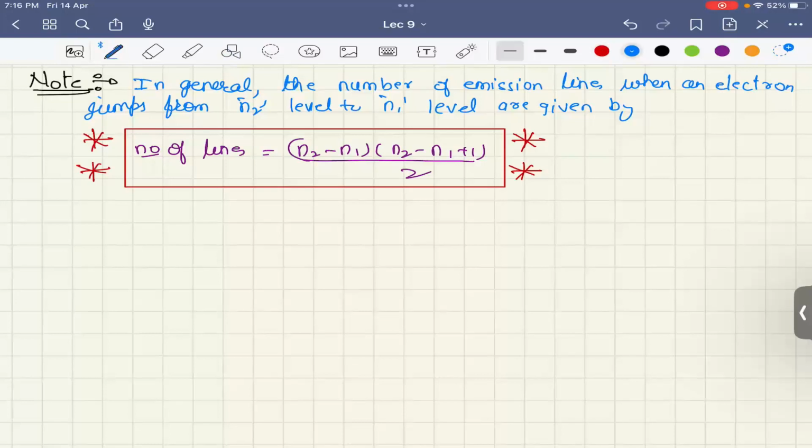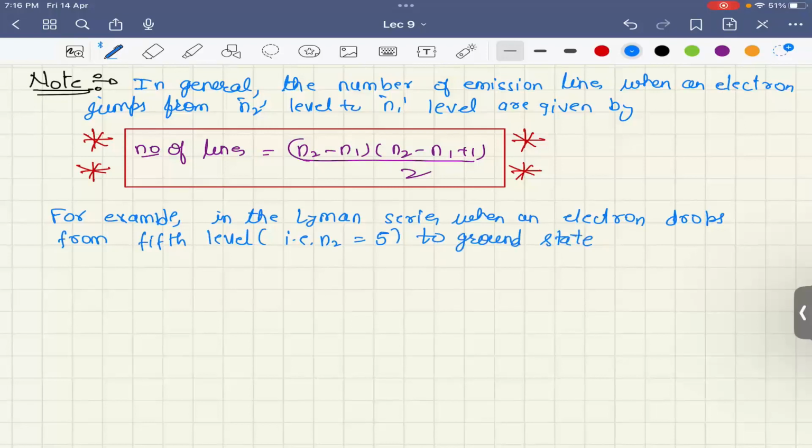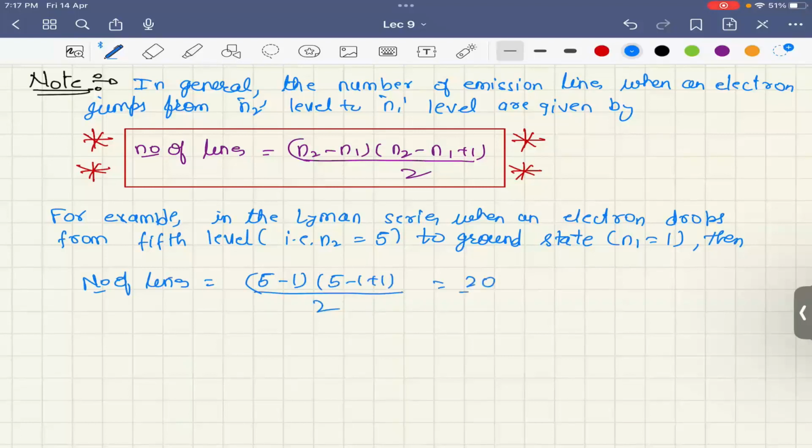For example, in the Lyman series, when an electron drops from the fifth level, that is N2 equal to 5, to the ground state, N1 equal to 1, then the number of spectral lines would be (5 minus 1) multiplied by (5 minus 1 plus 1) divided by 2, which corresponds to 20 by 2, which is 10.